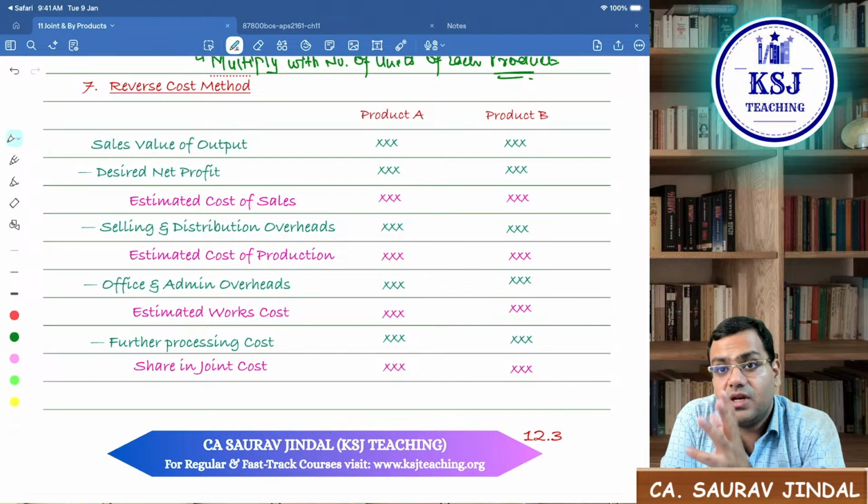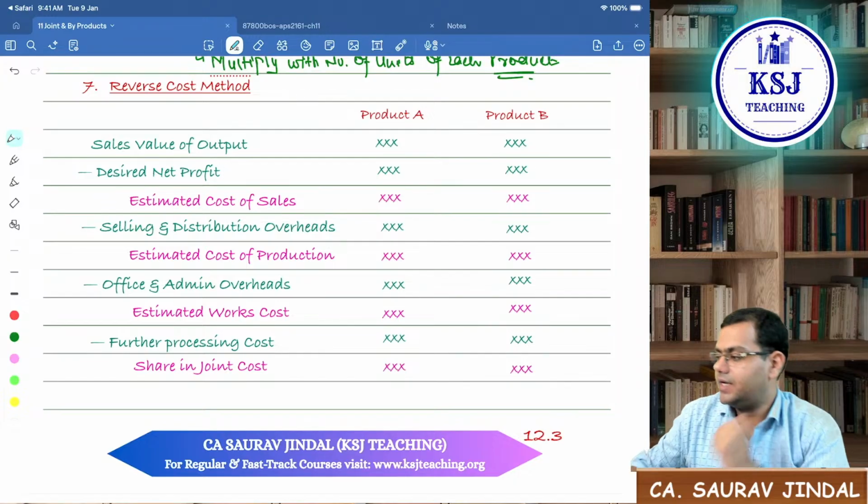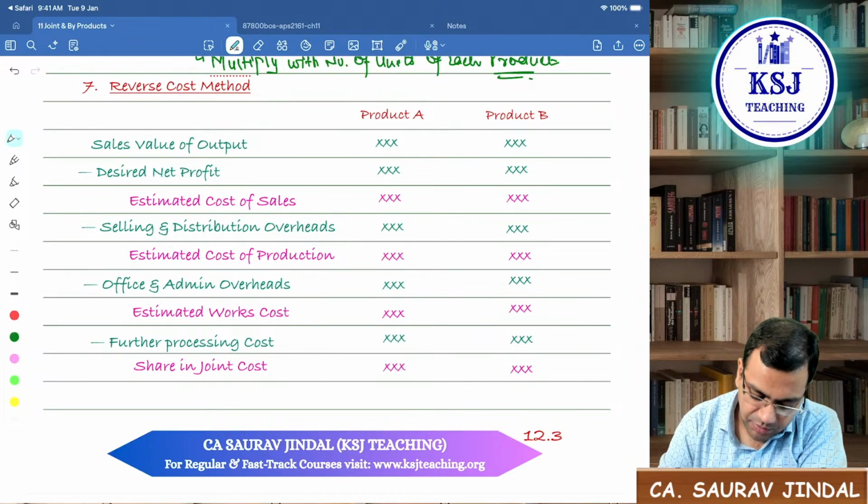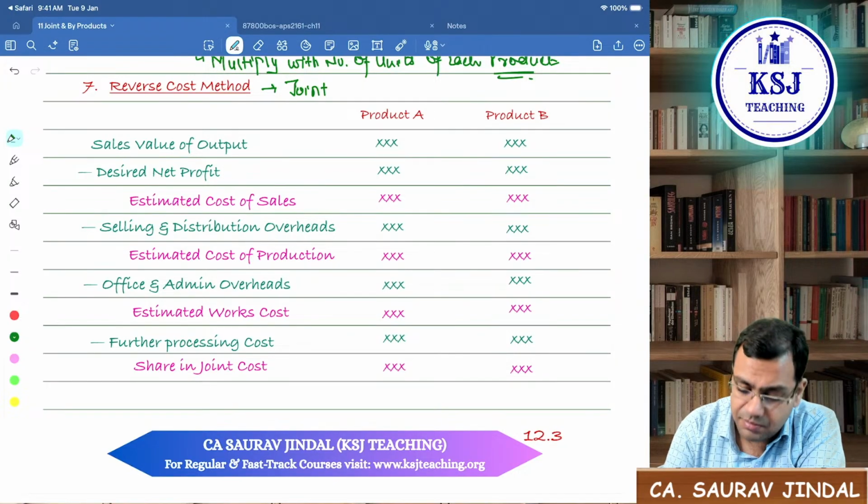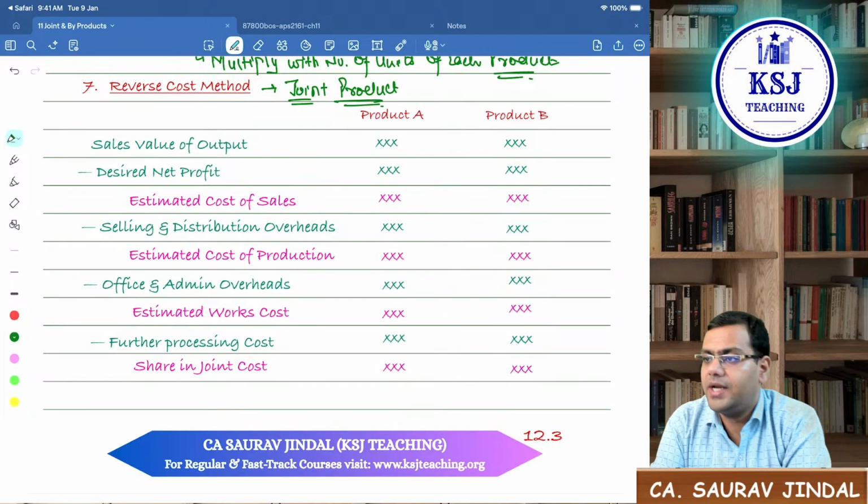Okay, now coming to the reverse cost method. The reverse cost method says, first let's talk about the joint product, right? This I have done in case of a joint product. So this is for a joint product that we are taking. Then I will explain it for the byproduct also, right? This is for a joint product.